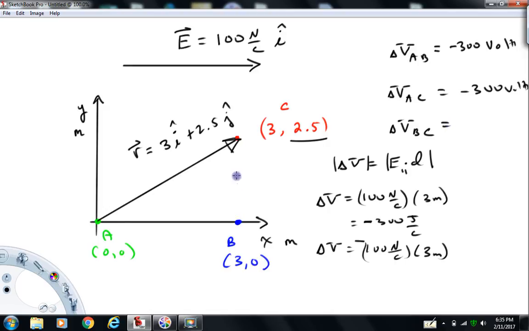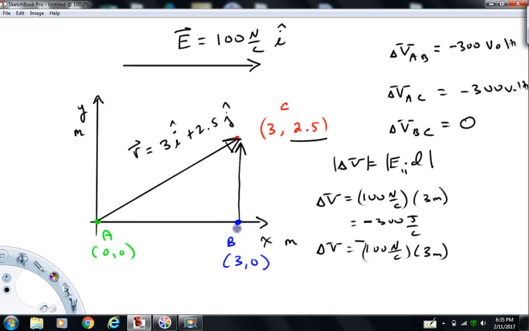All right, between B and C, I've already discussed this. The displacement between B and C is just a vertical displacement. The electric field points this way everywhere, so there is no component of the electric field in the direction of displacement. So the potential difference between B and C is 0. I just wanted this to be a conceptual video about calculating potential differences. So again, A is at the highest potential, B and C are 300 volts lower.